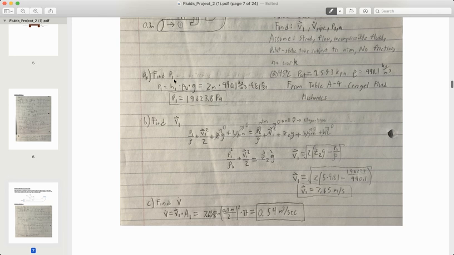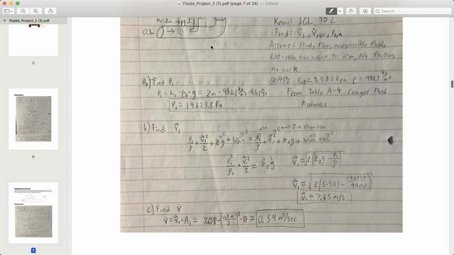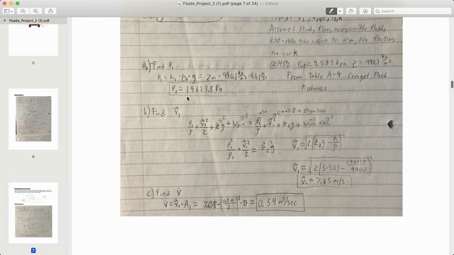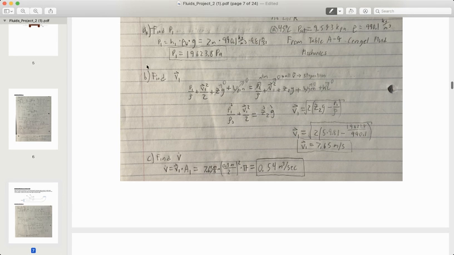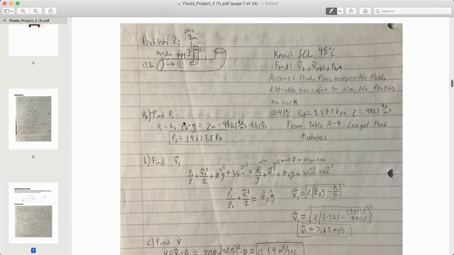So to find the pressure, as a first step, we're going to use the rho g h equation. The height is going to be the height of the fluid column here, the density of water, and then gravity. And we can find that the pressure in here is going to be 19,623.8 pascals.